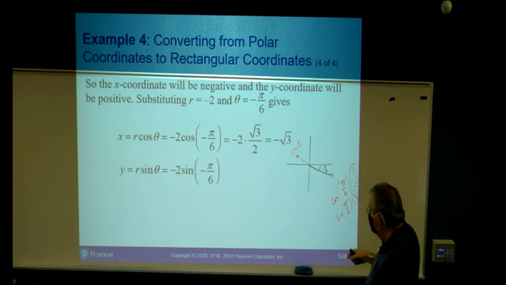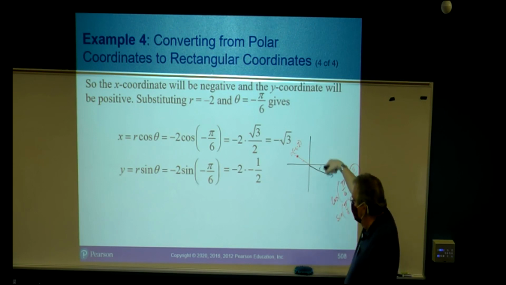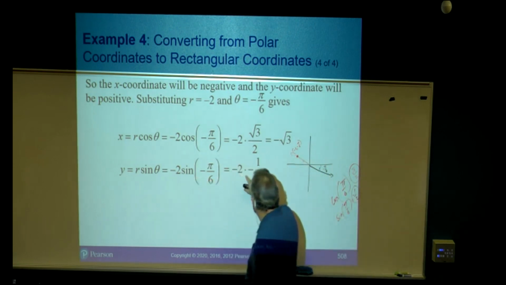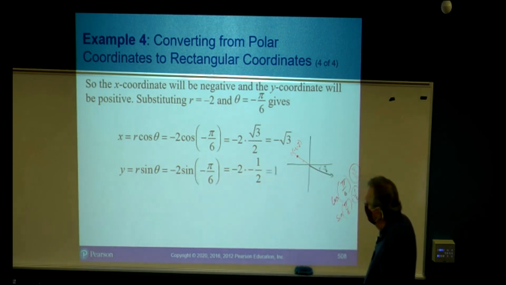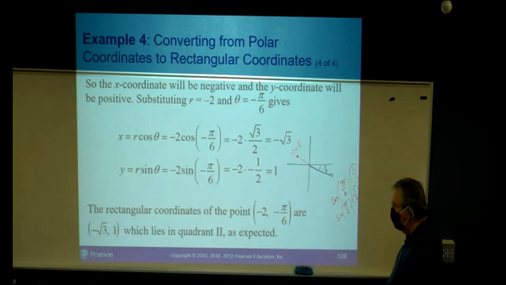And then the sine of negative pi over 6 is a negative 1/2, because the y value is going down here. But we're multiplying it by a -2, which makes it a positive 1. So that point there is negative square root of 3, 1.